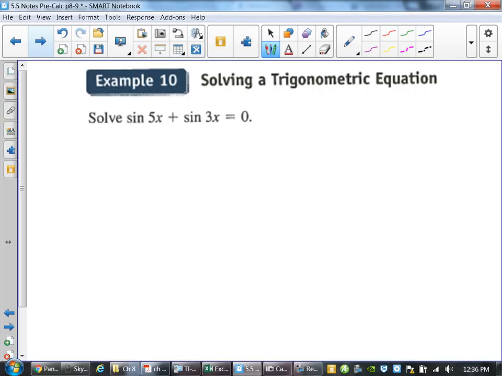So when you're solving trig equations like this, you have addition, and it's easier to break it into multiplication. All right. So you use the sum to product formula with the sines adding together. Okay.